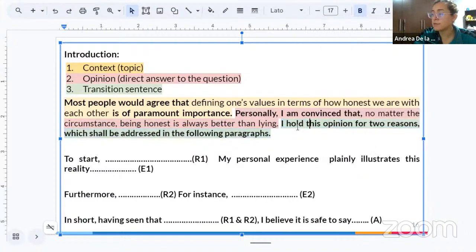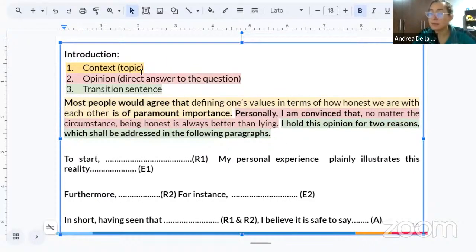In this case, I have this phrase here that says, I hold this opinion for two reasons, which shall be addressed in the following paragraphs. You can change a few words if you want, no problem. But the important thing is that you do have the transition and that you do not mention the reasons. I am not mentioning what my reasons are. Okay? And those are the three sentences that your introduction needs to have.